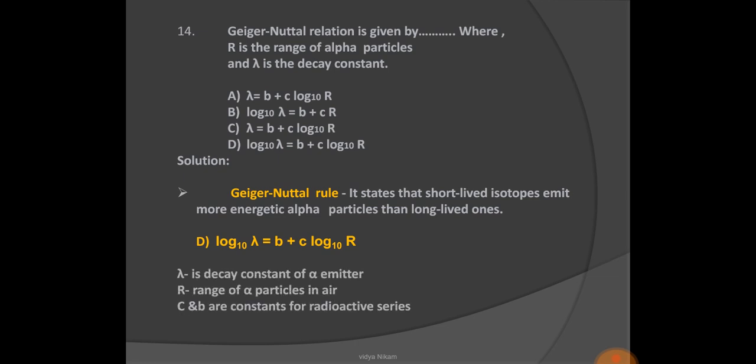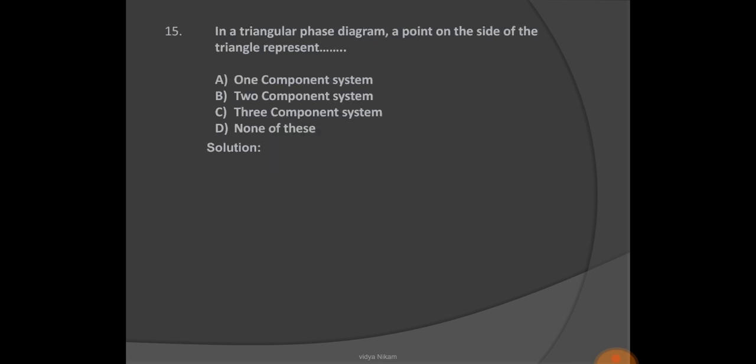Next question. In triangular phase diagram, the point on the side of triangle represents dash dash. Option A, one component system. Option B, two component system. Option C, three component system. And option D, none of these.